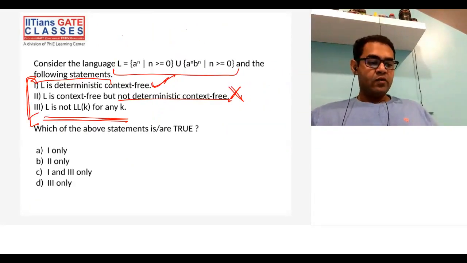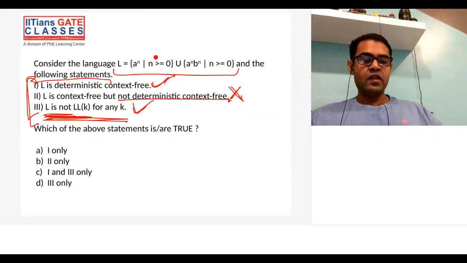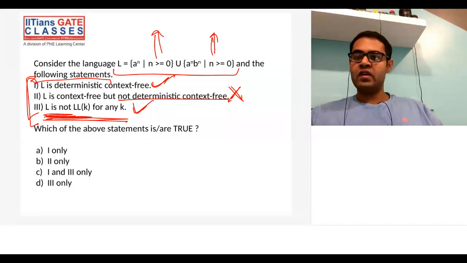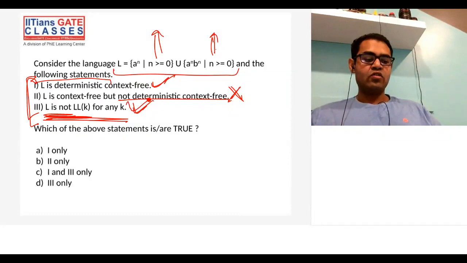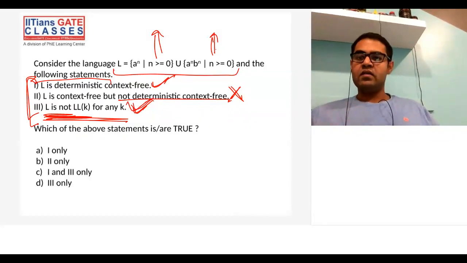Hence, if I go back to statement 3 again, it is saying that L is not LL(K), which is true for any K. Because if you see these two languages, both of them are infinite languages. So basically you need your K to be infinity to identify them, which is not a feasible value. K should be of finite value. So this is also true. It will not be able to recognize the language.